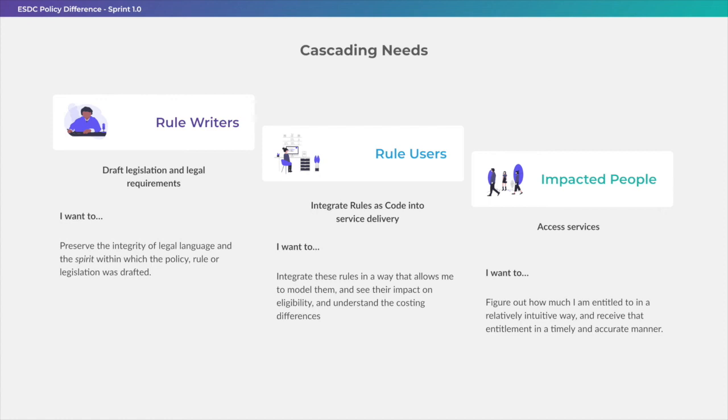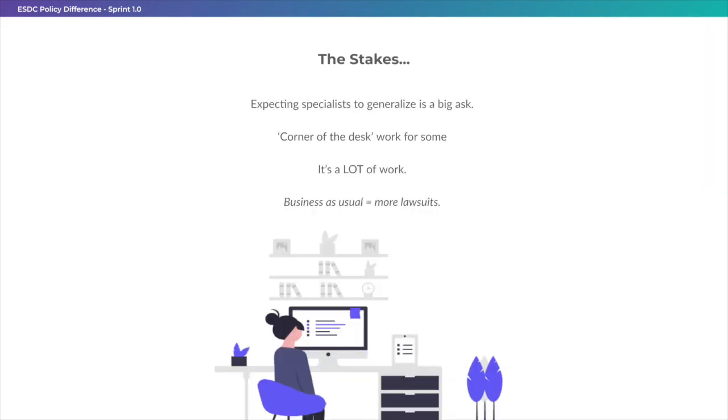As evident by this diagram, there are a lot of things at stake, but that also means that there are a lot of opportunities. So what are the stakes? Well, we need to start speaking the same language. So there's a few things that we need to consider. Expecting specialists to generalize is a really big ask. We need to be considerate of the domain within which people have expertise. Corner of the desk work is a big consideration, and that just means that it's probably against our best interest to introduce any significant knowledge translation. It's a lot of work, let's be honest.